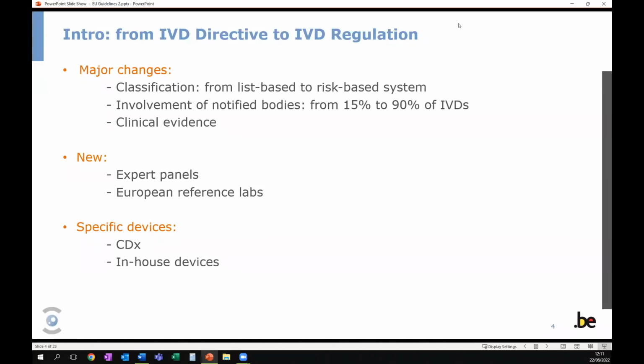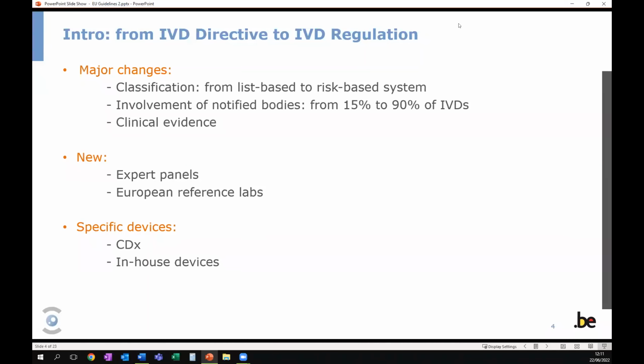So just briefly, what are these changes that are brought about by this new regulation? Well, obviously, one of the major changes is the way by which devices are classified. We went from a list-based system to a risk-based system. And in this last system, Class D devices pose the highest risk to the patient as well as to public health.